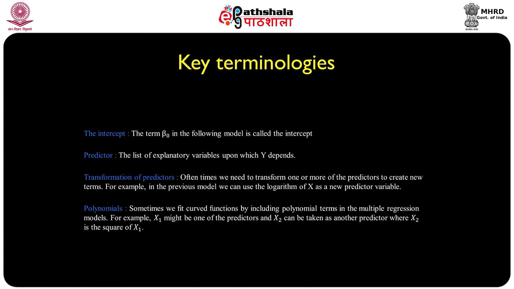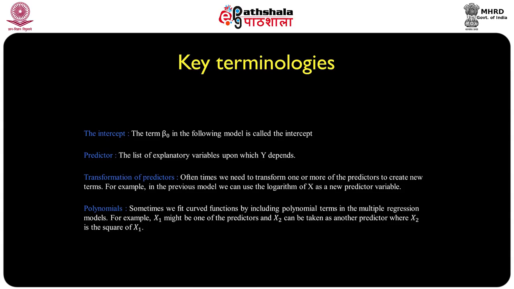Now, some key terminologies related to the multiple regression model. The term beta naught in the model is called the intercept, and the predictors are the list of explanatory variables upon which y depends. In the previous model, x1, x2, xk are the predictor variables.